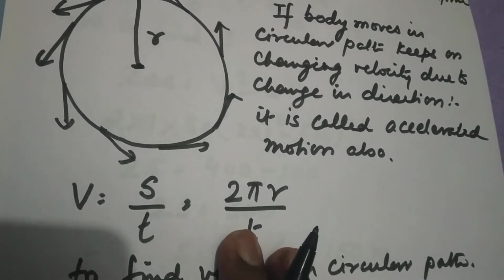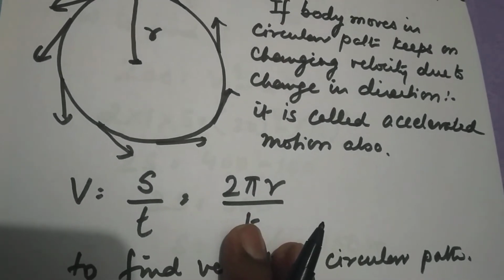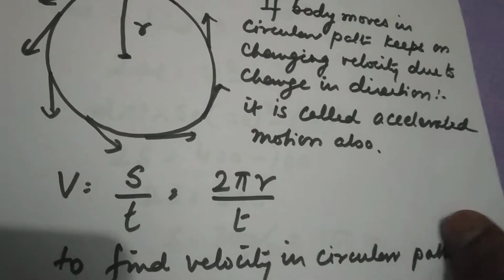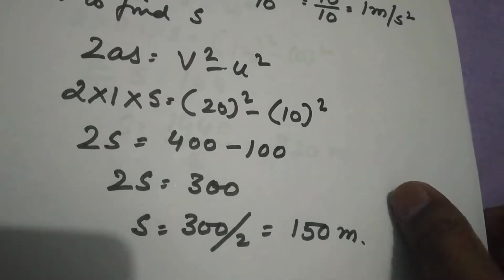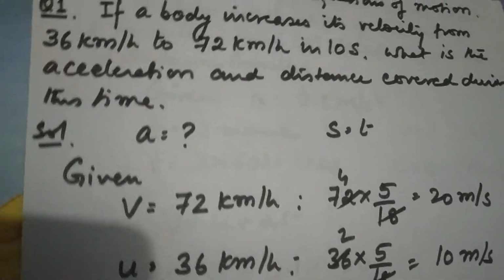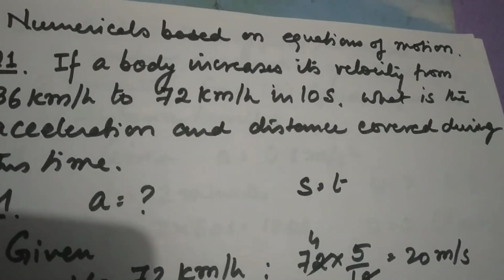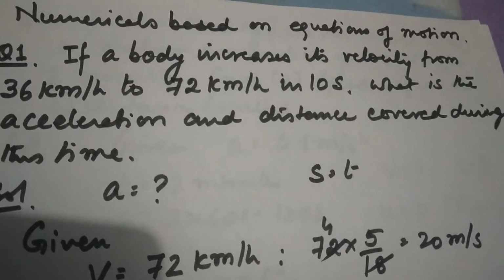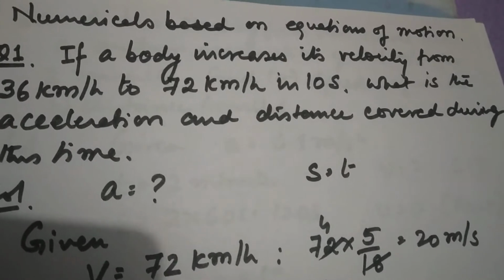So now we will go for some numerical practice in equations of motion. Already you know that there are three equations of motion that we have told you. V is equal to u plus at. Second, S is equal to ut plus half at square. Third is called V square minus u square is equal to 2as.